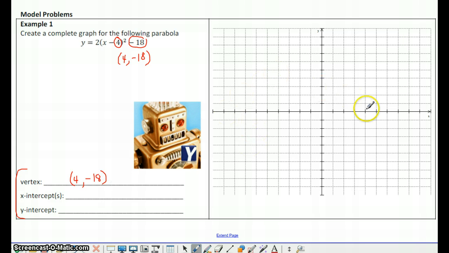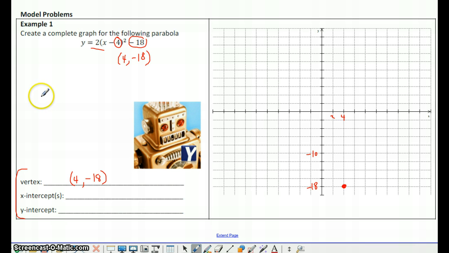In order to graph this, we're not going to be able to use the normal 10-unit graph, so I'm going to have to go by 2's if I want this parabola to fit. So if I go over 2, 4, I would have to go down to negative 10, 12, 14, 16, negative 18 for the vertex. I know by looking at the leading coefficient that it's going to open up, but before I graph this, I'm going to find the x-intercepts and the y-intercept to help me plot those points.